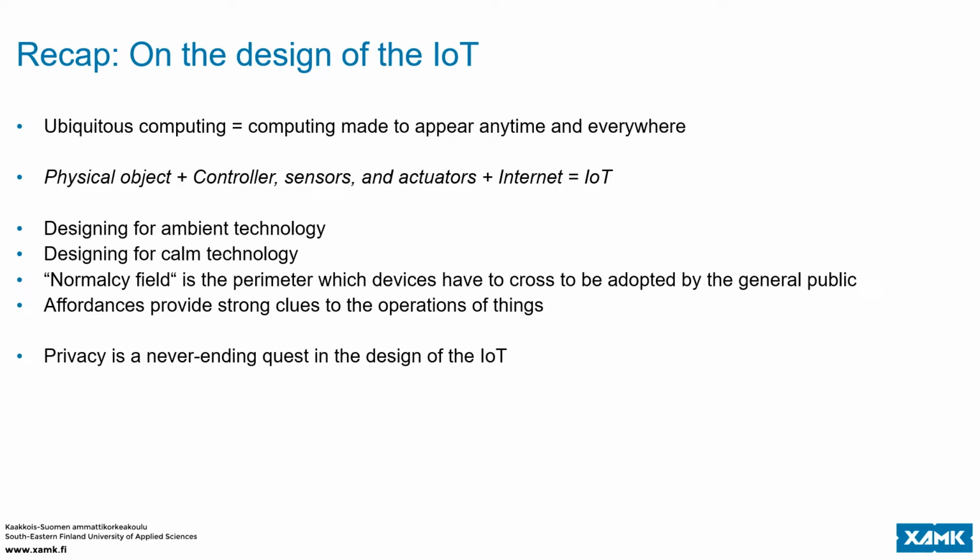Affordances provide strong clues to the operations of things. So, for example, plates are for pushing and knobs are for turning. Privacy is a never-ending quest in the design of the IoT. Even the most seemingly innocuous applications can collect personal information, and in the worst case, they can leak data. Both designers and users should be alert to this danger and take measures to avoid it.